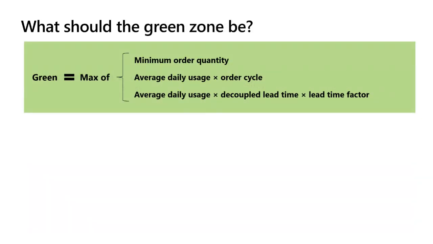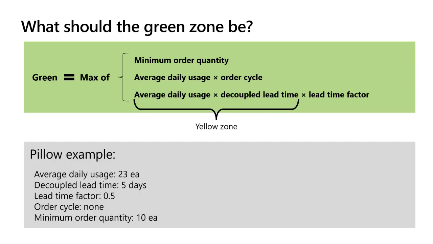And then finally, we'll calculate the green zone, which is the max of our 3 options: the item's minimum order quantity, the average daily usage times the order cycle, or the average daily usage times the decoupled lead time times the lead time factor. Once again, part of this equation is also based on the yellow zone equation. If we look at our data for the pillow when we calculate the green zone, we'll assume that there's no order cycle, which means we don't have any time constraints around how frequently we order, and we'll use our minimum order quantity of 10 eaches.